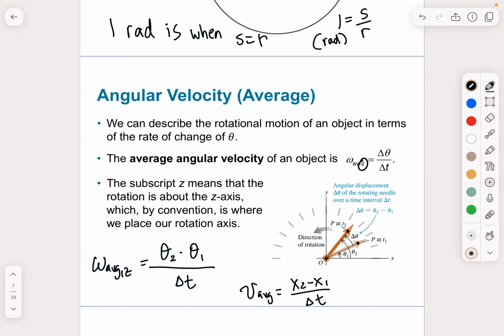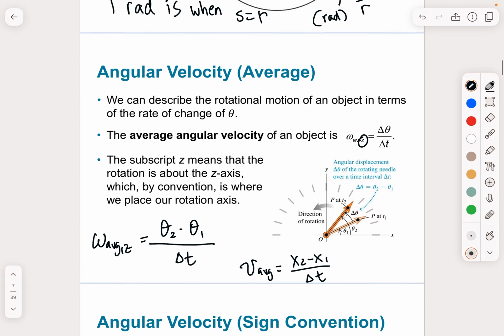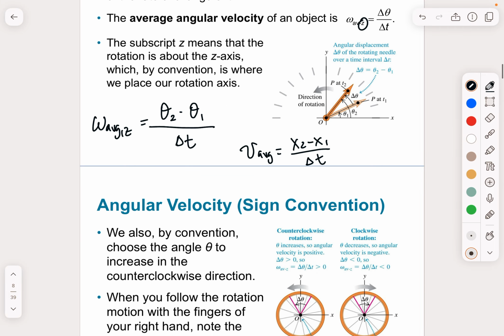And what that tells us is that the axis of rotation is the z-axis. And that's just a convention that we use. Typically, when you're looking at a problem for the first time and it's a rotational problem, you'll want your object to be moving around in the xy plane, which makes the rotation axis the positive z-axis. We'll talk about positives and negatives coming up very soon.